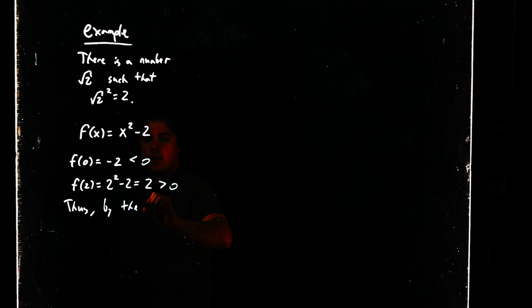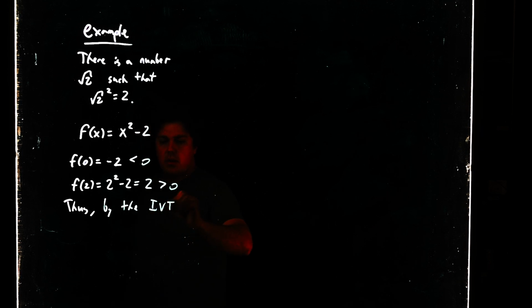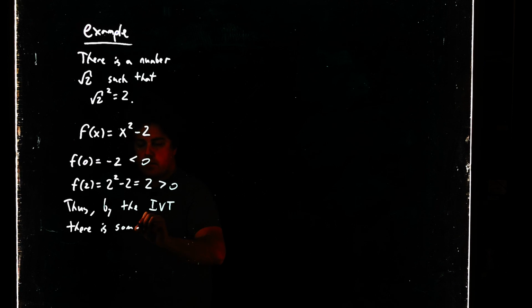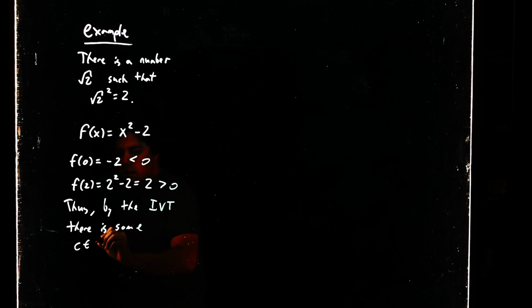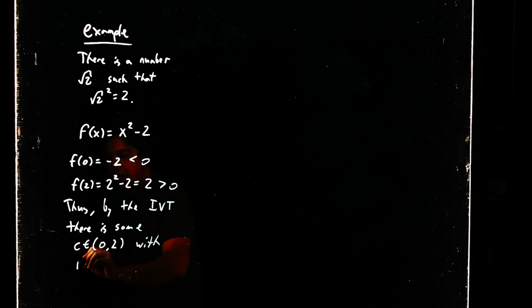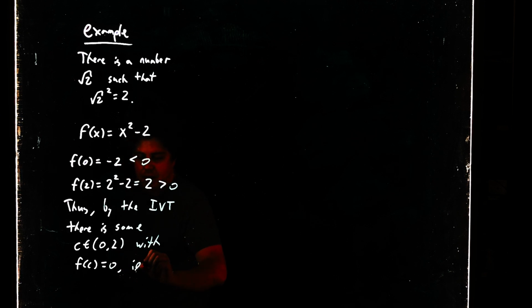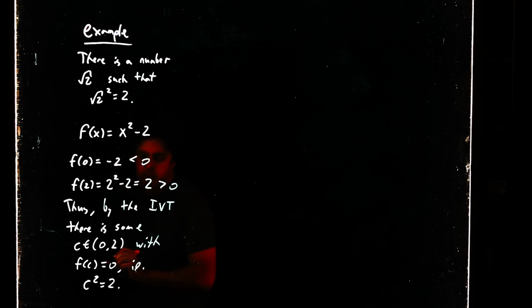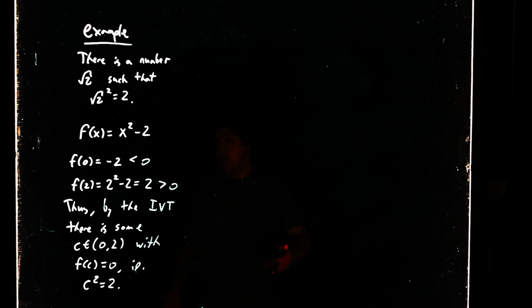by the intermediate value theorem, there is some c between 0 and 2 with f of c equal to 0, i.e. that c squared is equal to 2. So this c would be our number root 2.